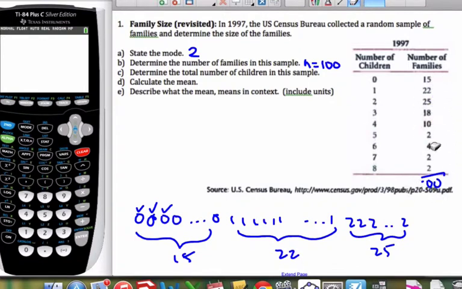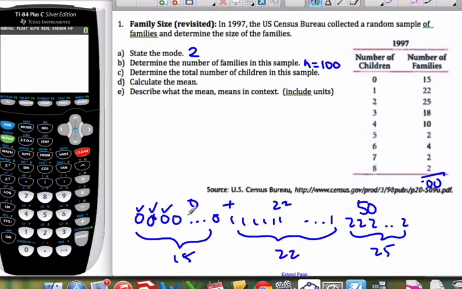Okay, let's clean it up a little bit. Now, determine the total number of children in this sample. Well, if this is my sample, I got 0, 0, 0, 0, 0. I have 15 zeros. That adds up to 0. Plus 1, plus 1, plus 1, plus 1. I'm going to add up all these ones. There's 22 of them, so that means there's 22. Then I have 2 children, plus 2 more is 4, plus 2 more is 6. I have 25 of these. So 25 twos is 50. So there's 50 children counted here.